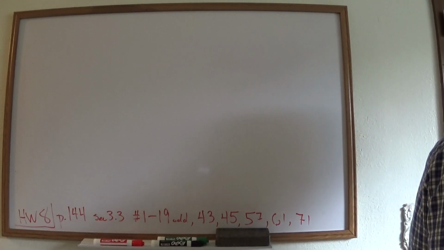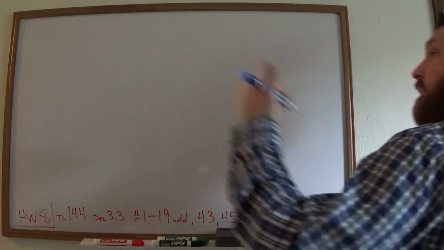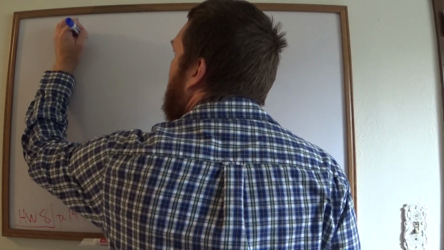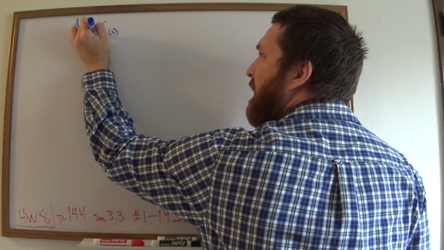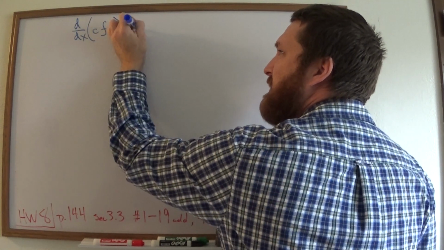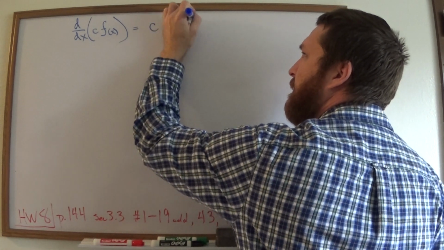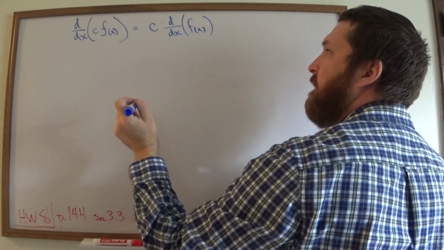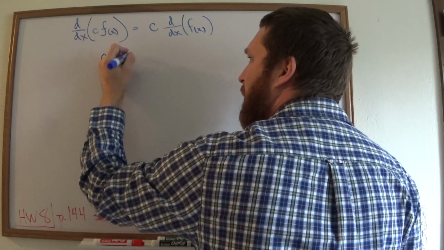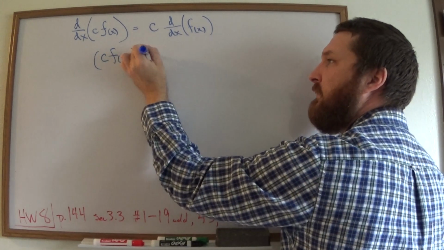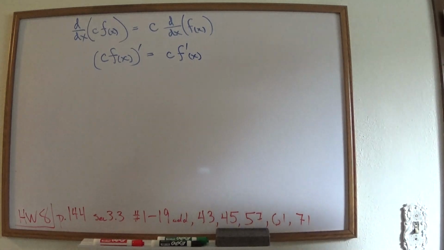So here's the next limit law, or sorry, derivative law that we need. And it's that if you take the derivative of some function, but that function is multiplied by a constant, then that's the same thing as the constant times the derivative of the function. We could do it this way, so that if you have a function and you take the derivative of it, it's that constant times the derivative.